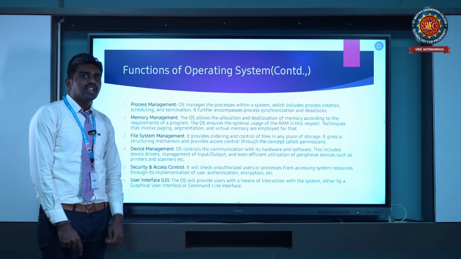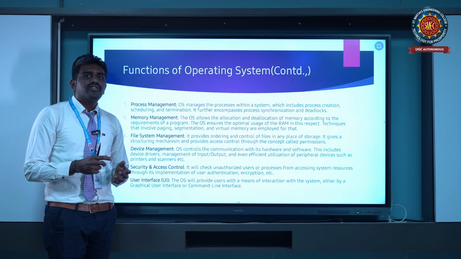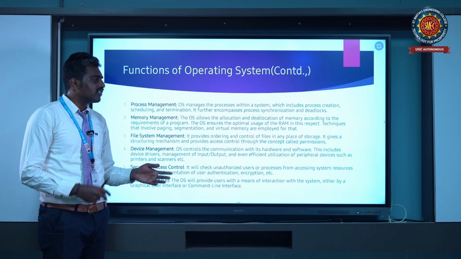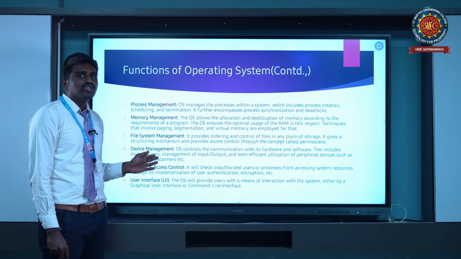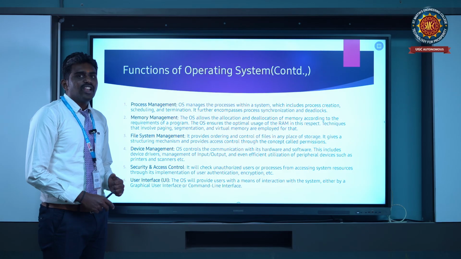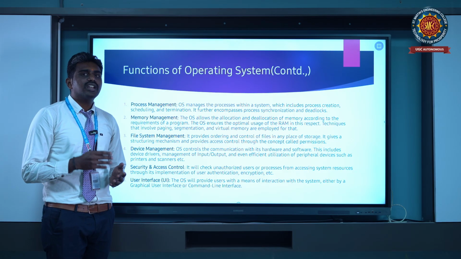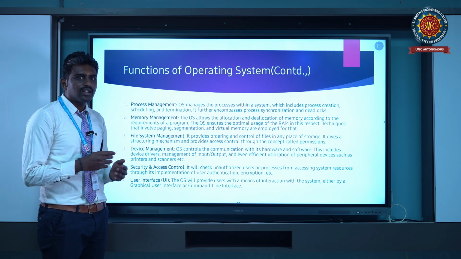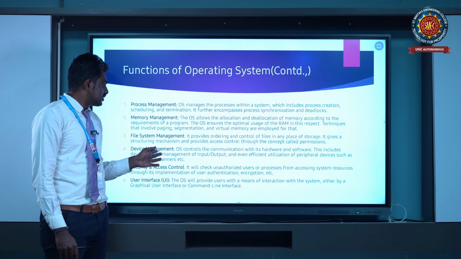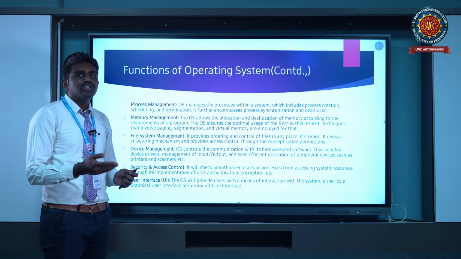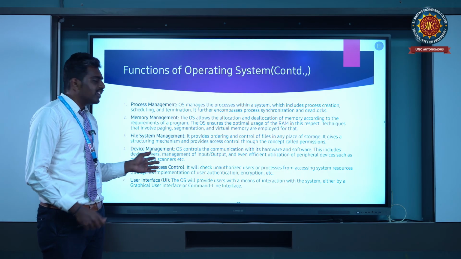These are the techniques used in memory management. The third one is file system management. It provides ordering and control of the files in any place on the storage device, and manages the file system. Next we will see device management. Device management controls all the hardware and software devices built into the computer system. All the devices, like input devices and output devices, are controlled by the device manager.